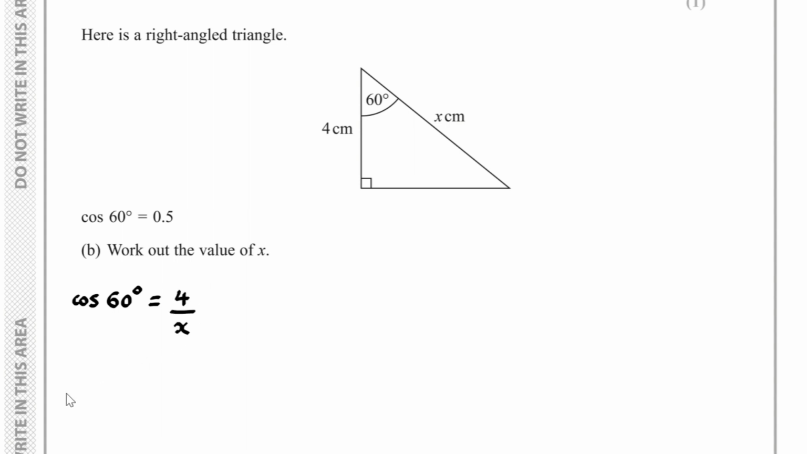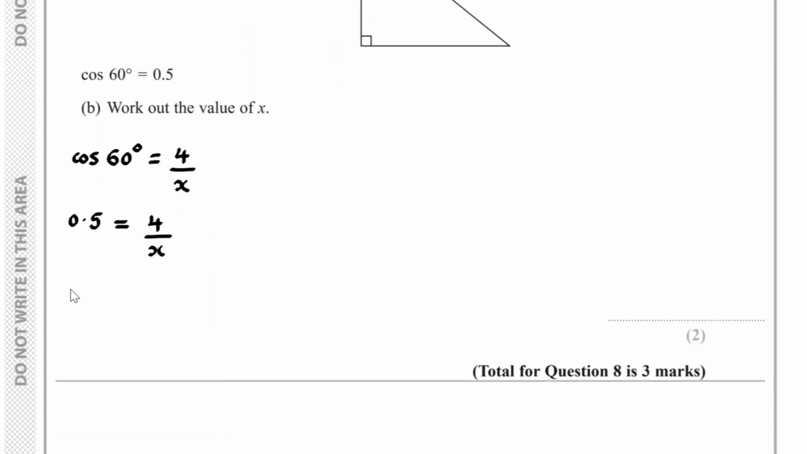We've got the adjacent as 4 and the hypotenuse as x, and so we have the cosine of 60 degrees equaling 4 divided by x. So I've got 0.5, and that's what the cosine of 60 is, equal to 4 divided by x. And so therefore, x is equal to 4 divided by 0.5. 4 divided by a half, that's 8. And so therefore, x is 8.